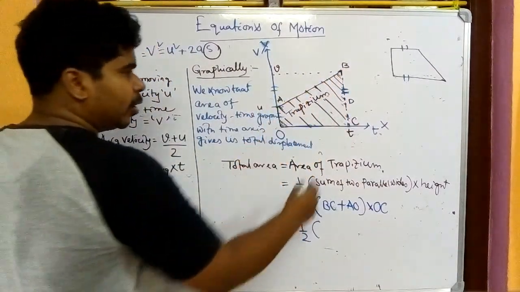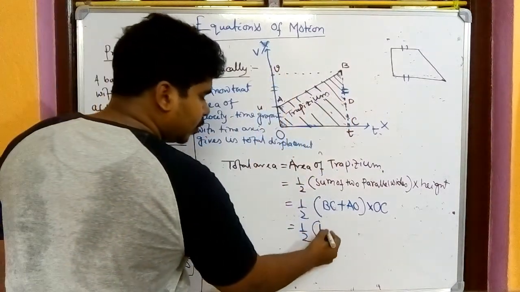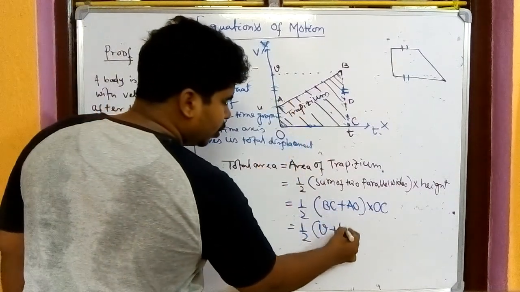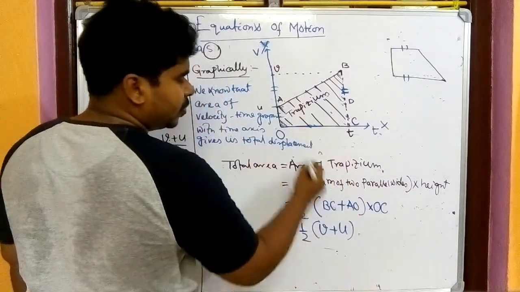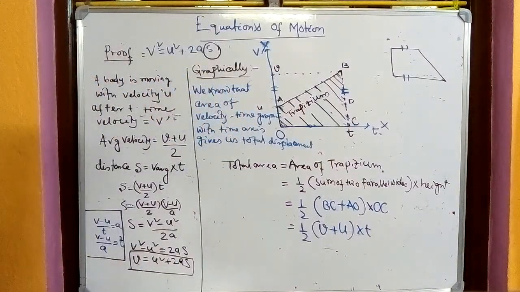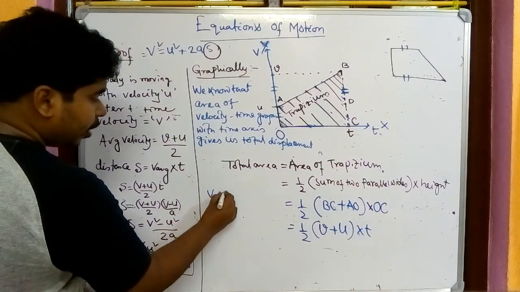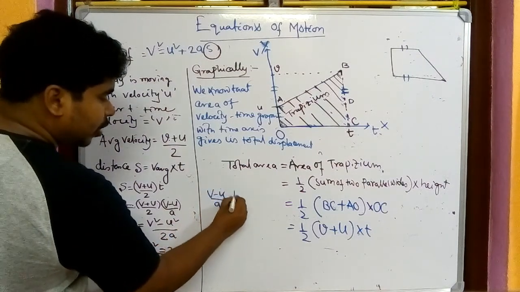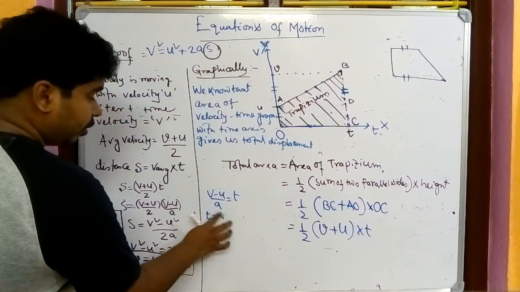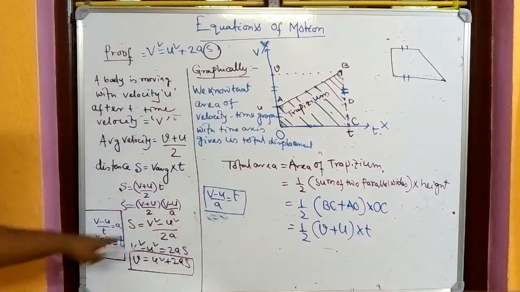It is the final velocity. The total length will represent the final velocity V. So V plus AO, that is U, and OC, that is equal to T. Again there is a problem, but it's nothing. We have just done it earlier that V minus U by A equals T. I'm sorry, I have already written it. V minus U by A equals T.